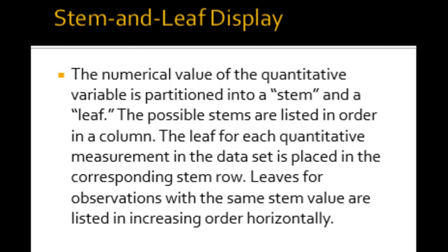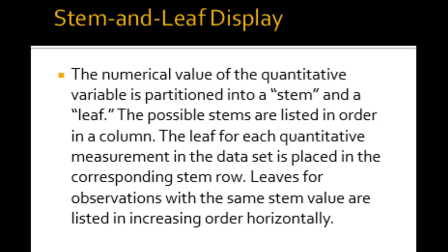The next display is the stem and leaf display. In a stem and leaf display, the actual numbers are displayed on the graph. What we do is we divide our values into two parts. The first part is the stem and the second part is the leaf. We list all the stems in a column, and then the trailing digits are put in front of the stems that they represent.